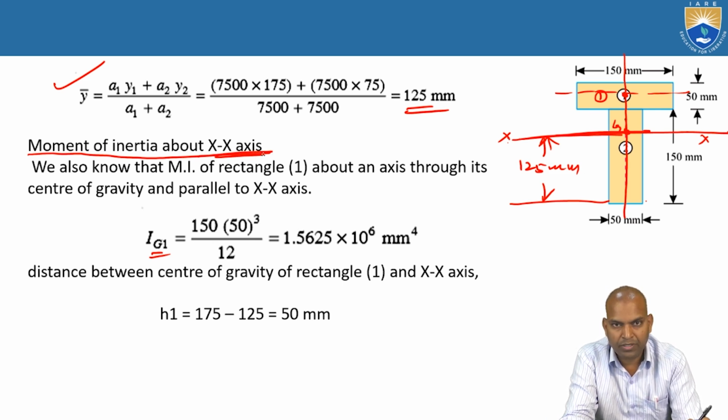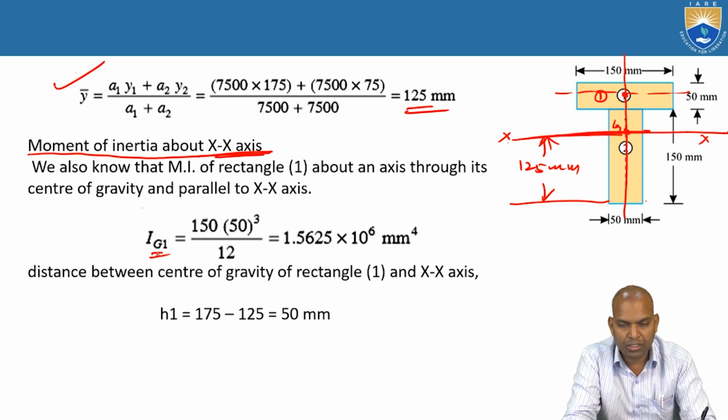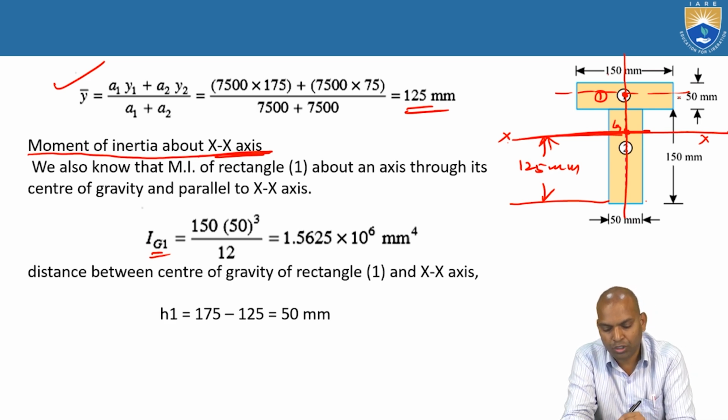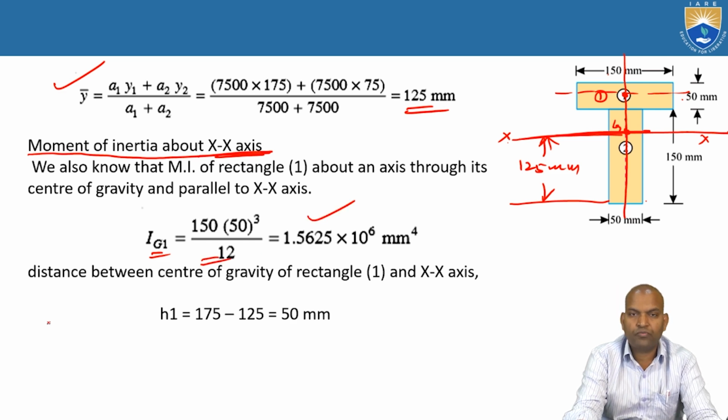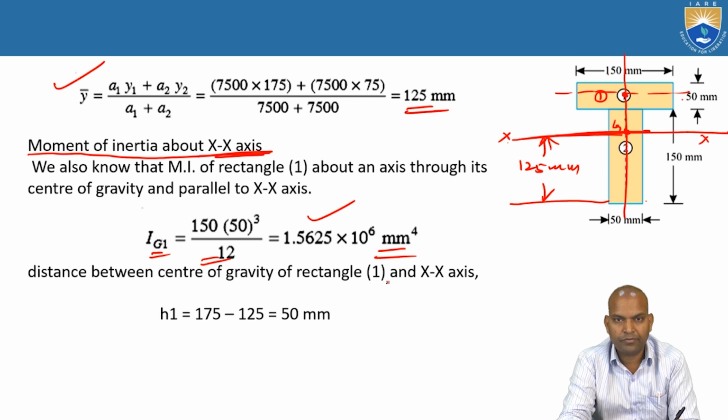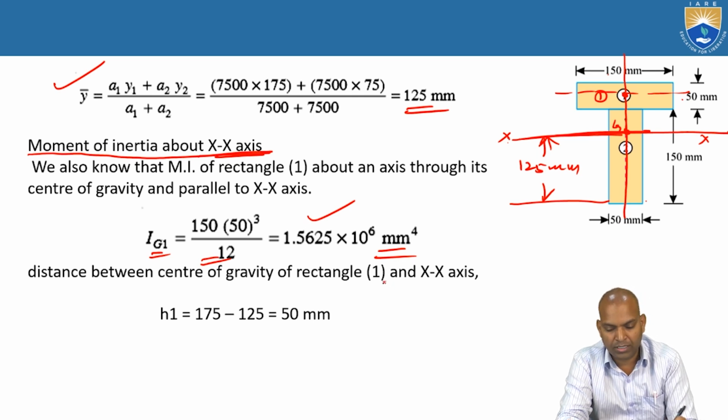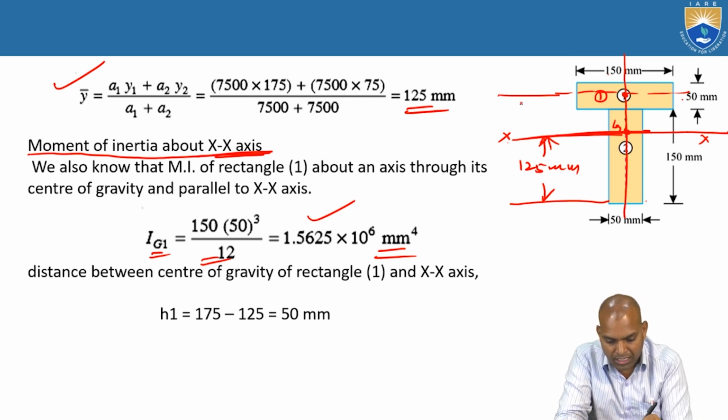Our moment of inertia of individual sections passing through the center of gravity should be parallel to the XX axis. So IG1 equals 120 times 50 cubed by 12. That is 1.5625 into 10 power 6 millimeter power 4. Next, what is H1? H1 is the distance.